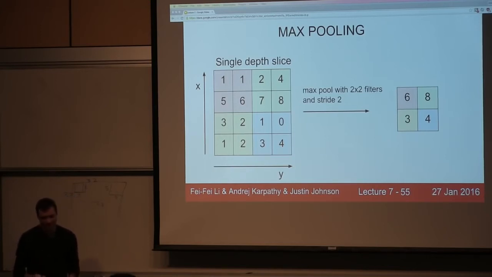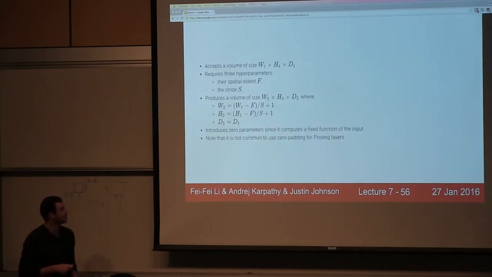Some other things you might see also is average pooling, where instead you use the average of these numbers. Turns out to not work as well as doing max pooling. And that's mostly the two common ones you'll see. So otherwise, the definition of a pooling layer is similar to the conv layer. We accept a volume of activations, W1, H1, D1. We produce a volume of activations, W2, H2, D2.